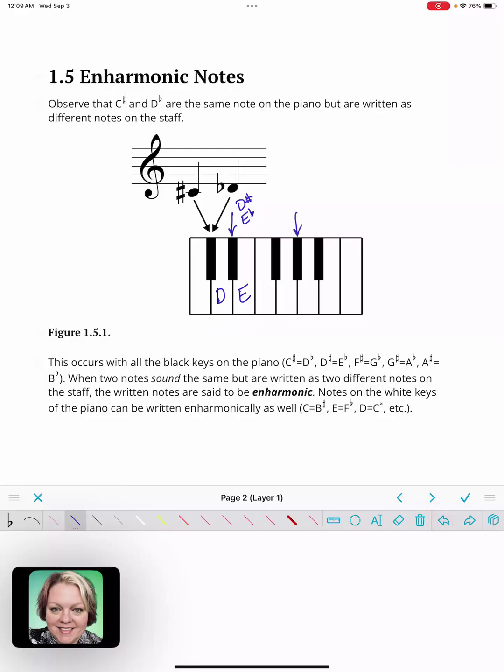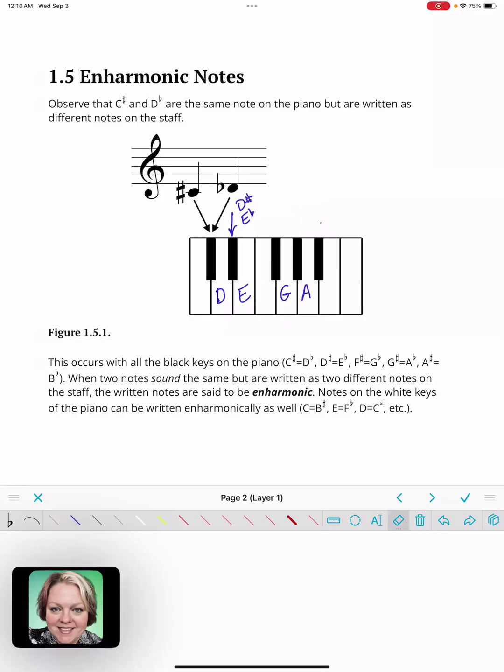This one, on either side of it, we have a G and we have an A. Since that black key is to the right of G, it could be called G sharp. Since it is to the left of the A, it could be called A flat.